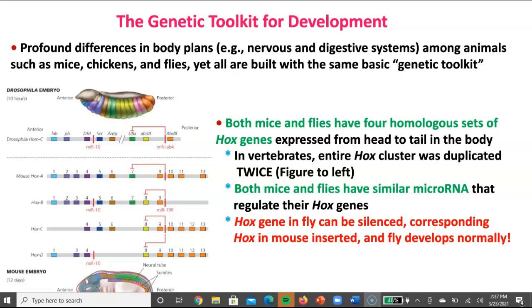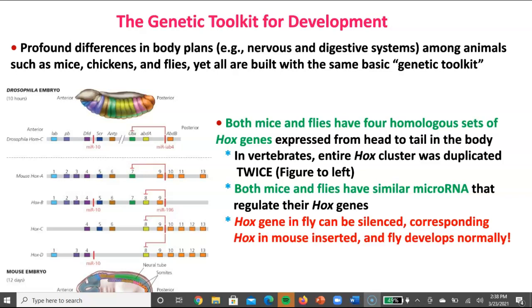The figure to the left shows this. And so we have a lot more Hox genes to work with in our toolkit for making our complex vertebrate bodies. But both mice and flies have similar microRNAs that regulate our Hox genes. So not only do we have these 4 homologous sets, but we have similar microRNAs that are regulating them.